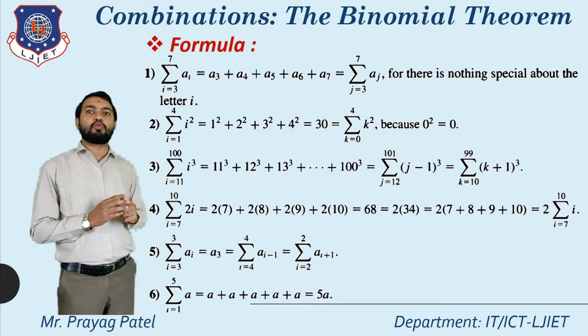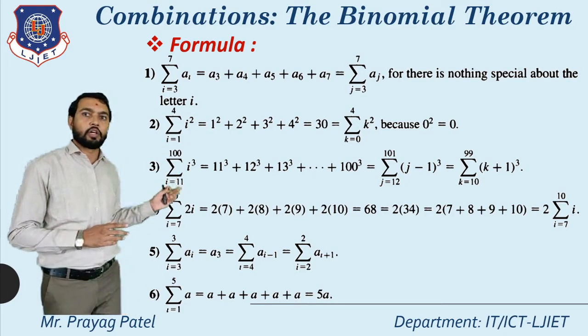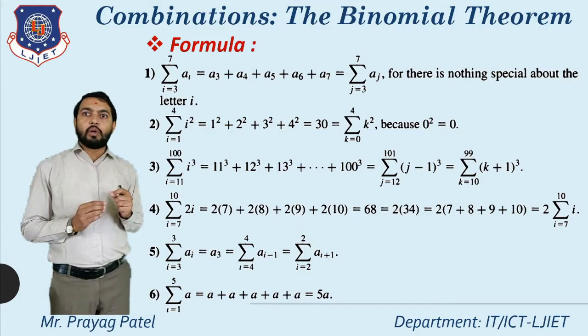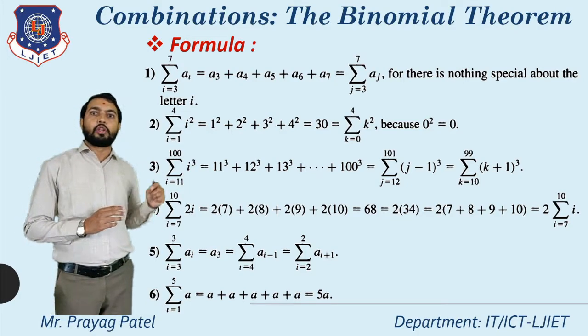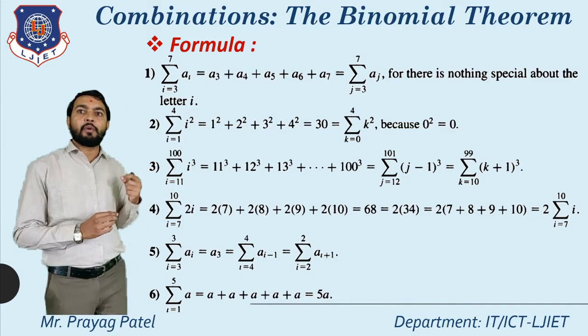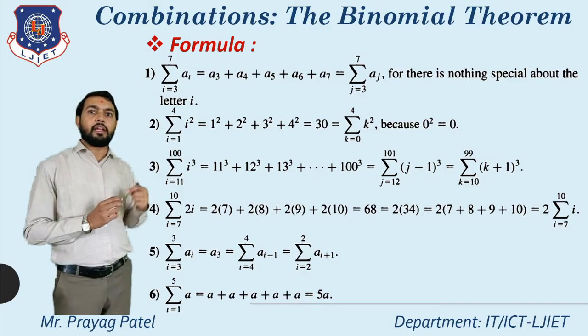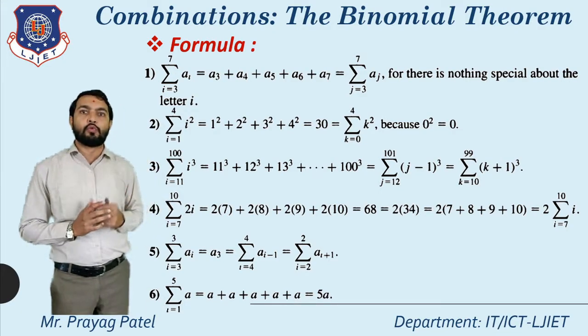That means the sum over k equal to 0 to 4 of k squared is equal to 30. Now the third one, sigma i equal to 11 to 100 of i cube, equals 11 cube plus 12 cube up to 100 cube. Now here, if we change the limit from 11 to 100, we write 12 to 101 in its place.